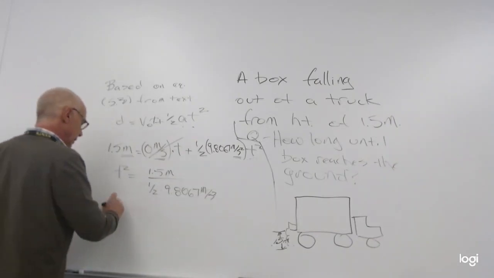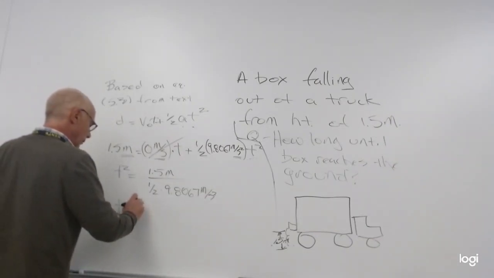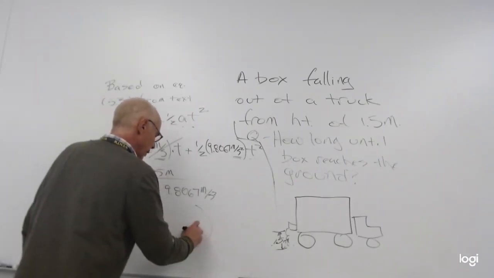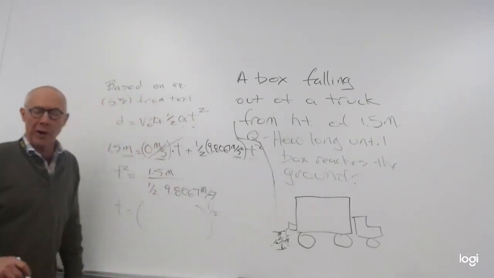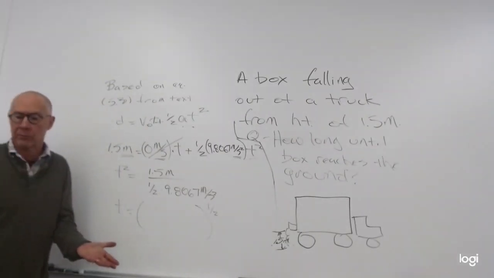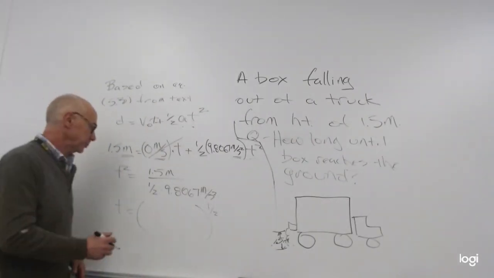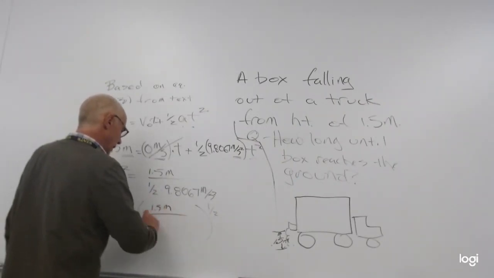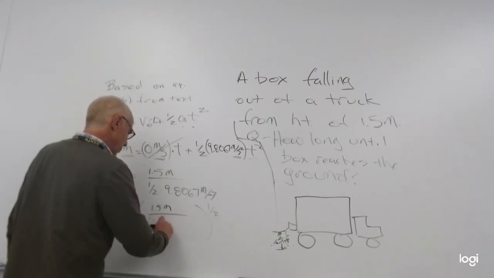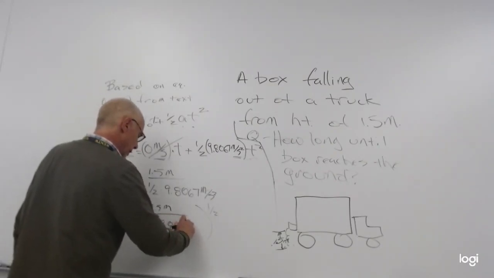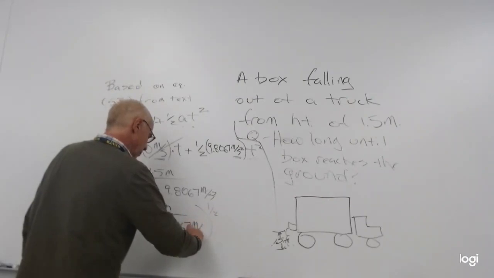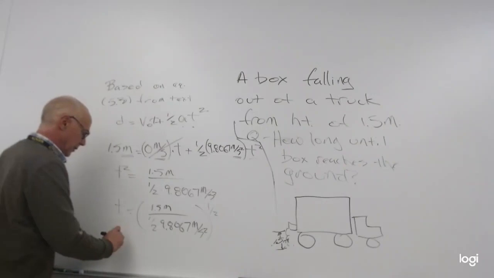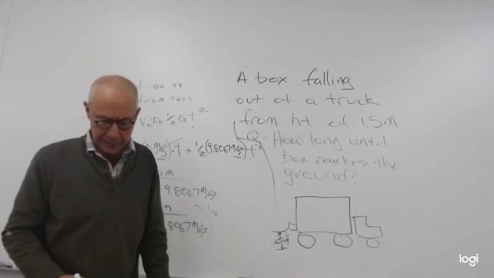And then we can say t equals, and we can do it two ways. I'll do it like this. This quantity to the 1/2 power, right? That's like taking the square root. So we'll put all that in here, 1.5 meters times 1/2, 9.8067 meters per second squared. And then we'll just come up with the answer, and the answer happens to be 0.